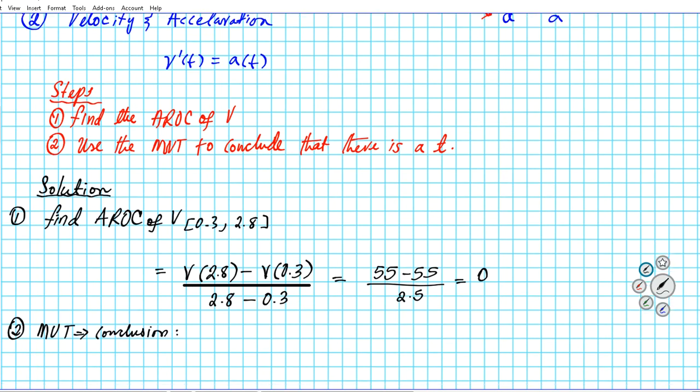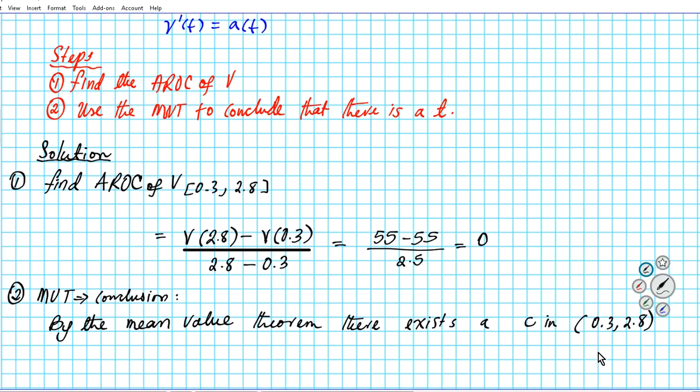Alright, so what we're going to say? We're going to say the following: by the MVT, or the mean value theorem, let's write it out, by the mean value theorem, there exists a C in this open interval 0.3 to 2.8 such that the instantaneous rate of change v prime of particle p at C is equal to 0, because the average rate of change is equal to 0, and by MVT the average rate of change is going to be equal to the instantaneous rate of change for some C value in that interval that you found the average rate of change over. Okay?